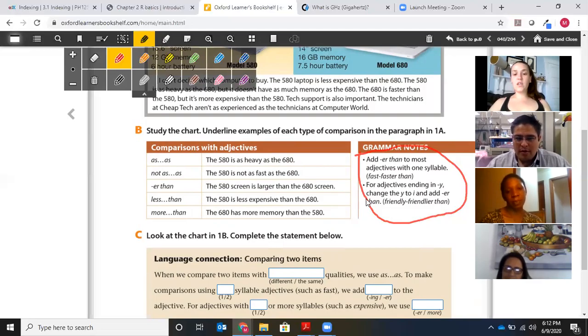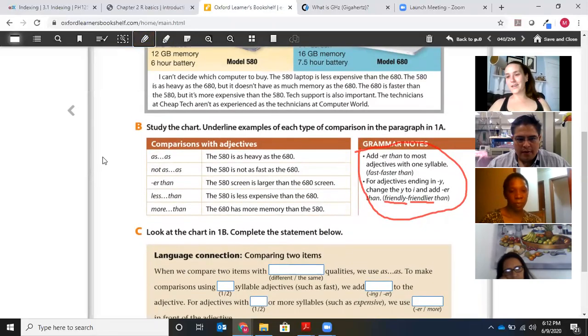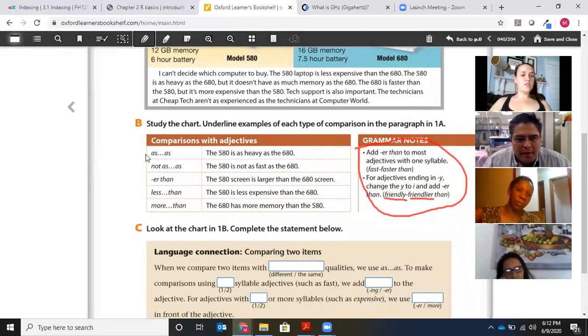And then we have over here adjectives ending in Y. Change the Y to I and add ER, right? So the example they gave is friendly with friendlier, right? Honestly, we'll probably get to an example down there. I don't need to give you guys one. If you don't understand it later, we'll go over an example later. Okay? All right. So we have a couple different ways to make comparisons, right?